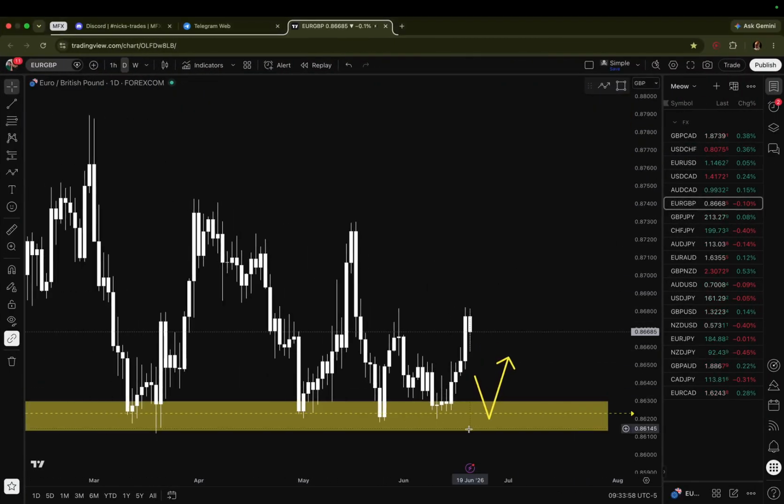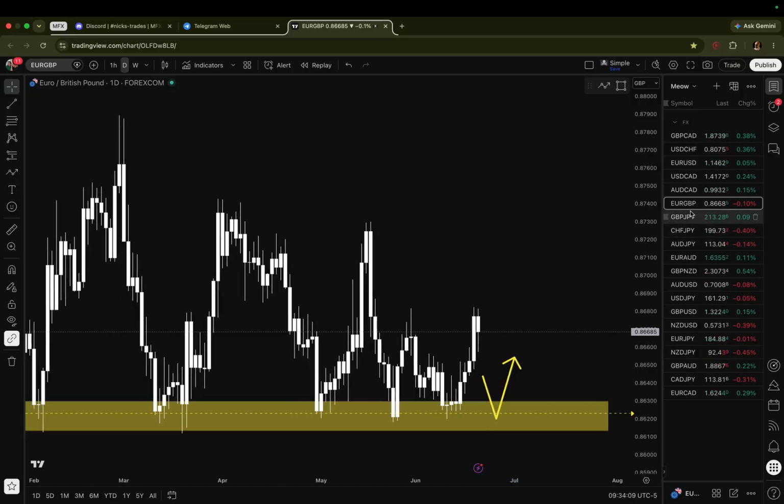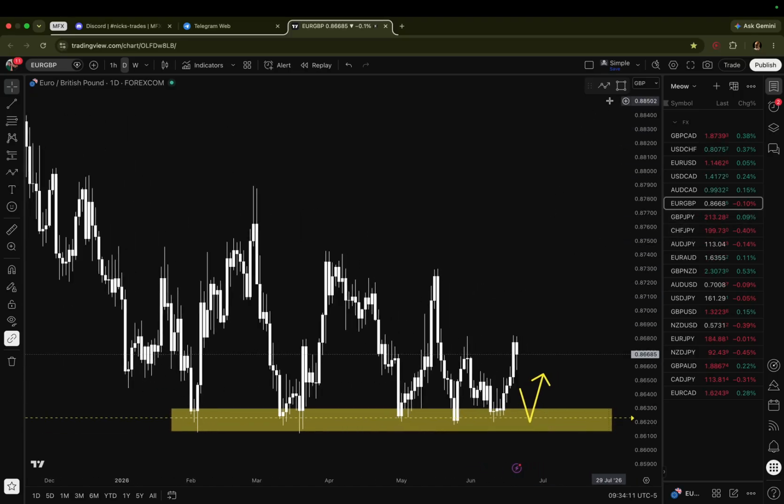Euro GBP ended up bouncing here at the support level and going straight up, and I missed my alert by a couple pips down here at these extreme lows. It sucks. It sucks. I could have made $100,000 on this, but instead I missed it. So no trades at the moment. I don't see any trades.